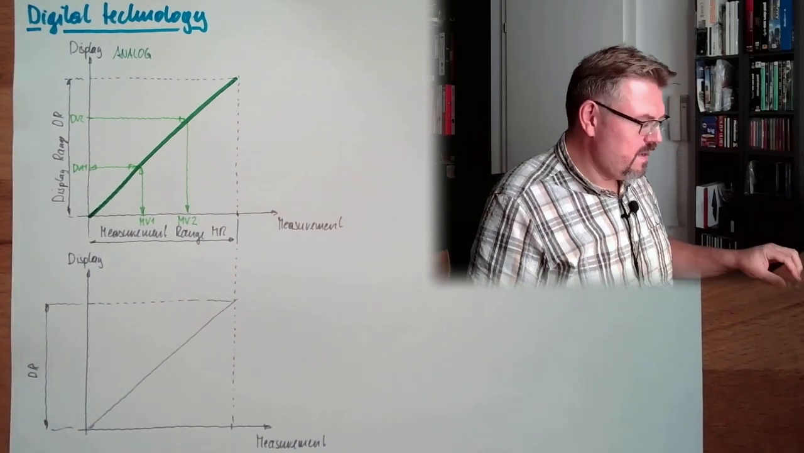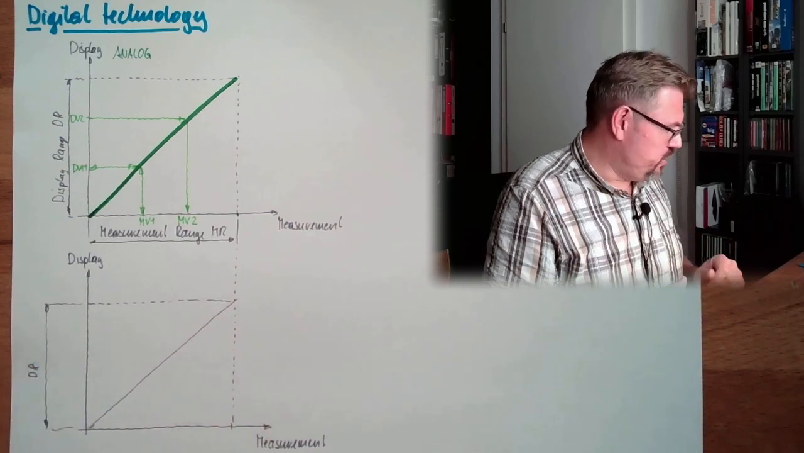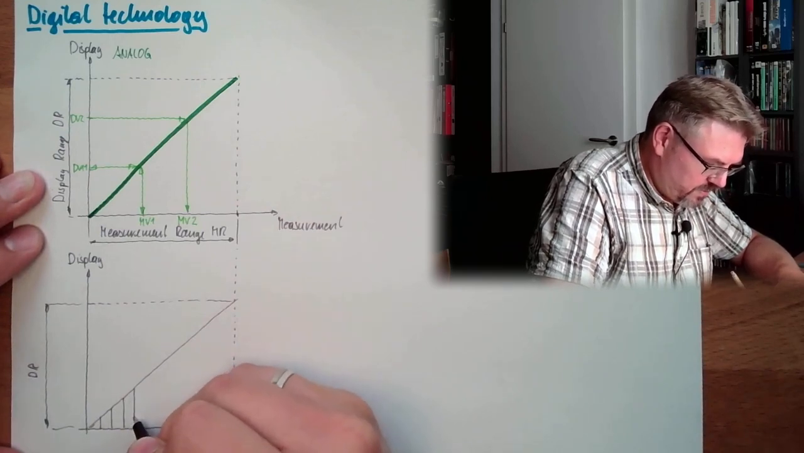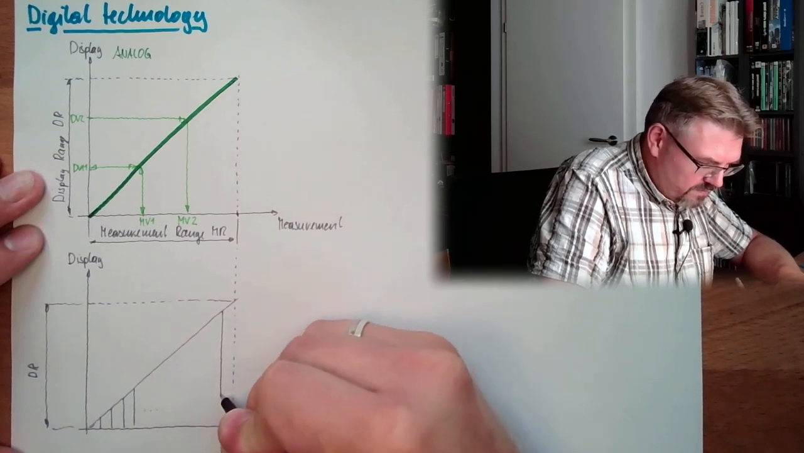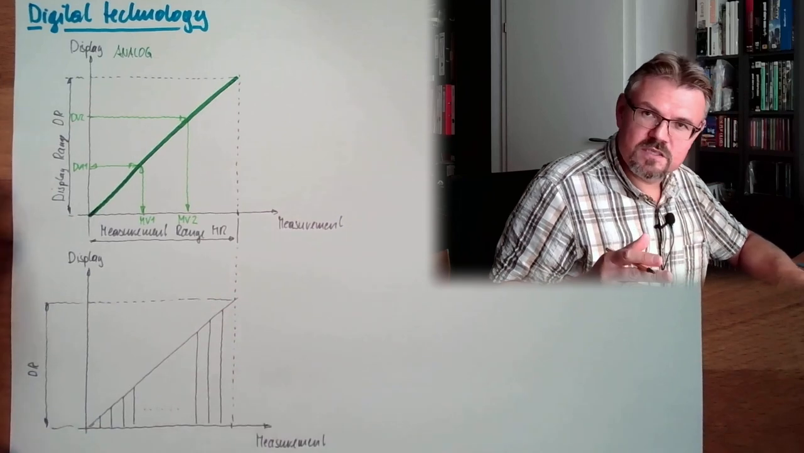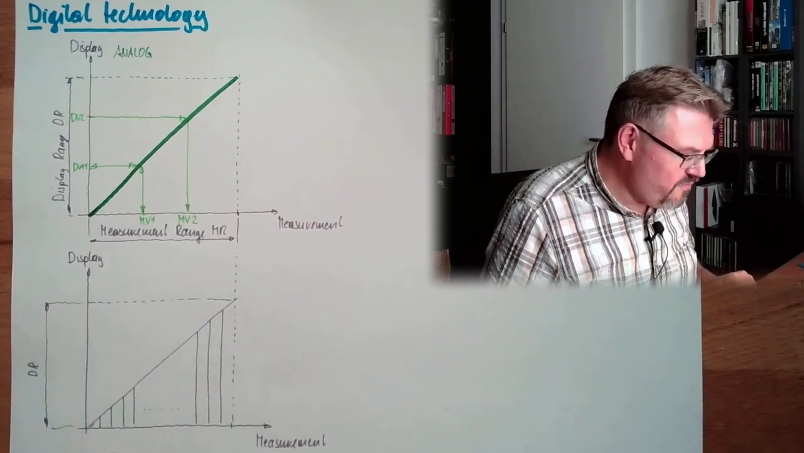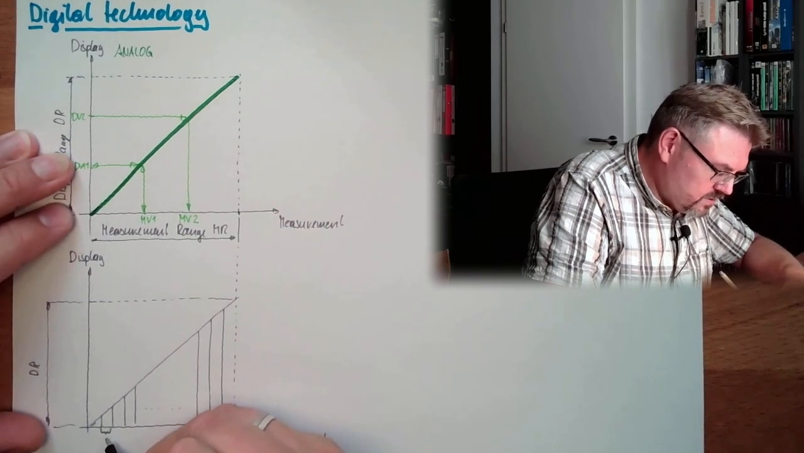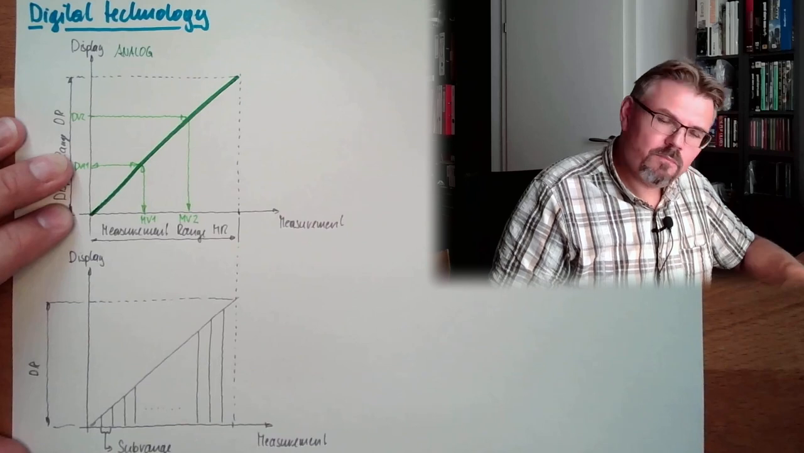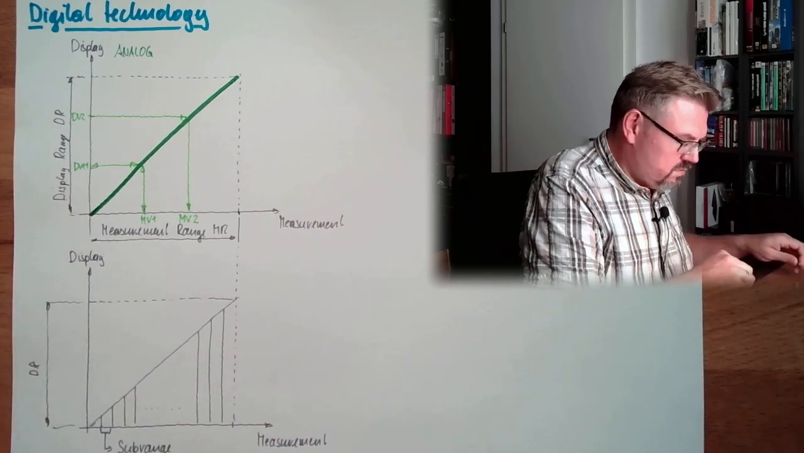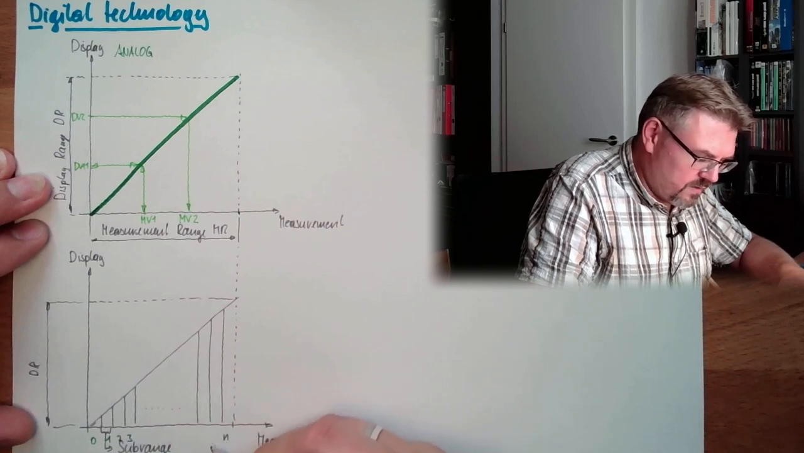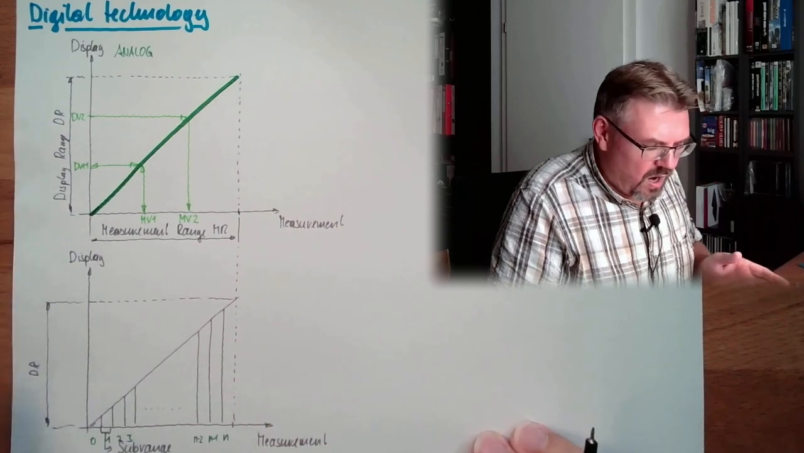In our digital world, we are dividing our measurement range in sub-ranges. So we say there is one sub-range, there's another sub-range, there's another sub-range, and so on. And at the top we also have sub-ranges equally spaced. How many sub-ranges there are, we will discuss. And we give each subrange a number. So this is the subrange number 0. This is the subrange number 1. This is 2, this is 3, and this is whatever, n. This is n minus 1, this is n minus 2. How much subranges I have.